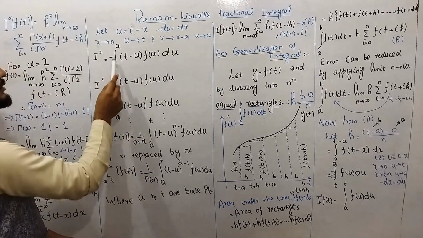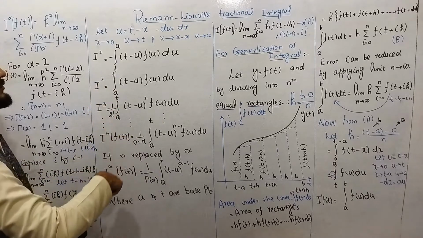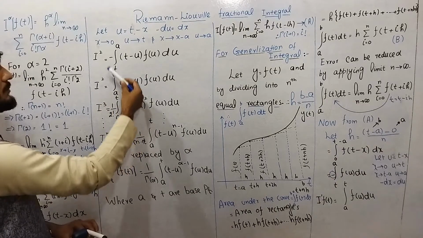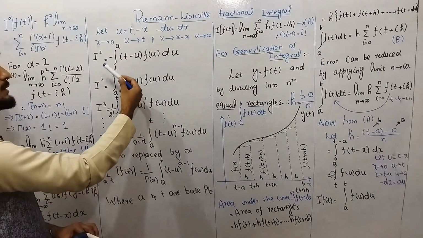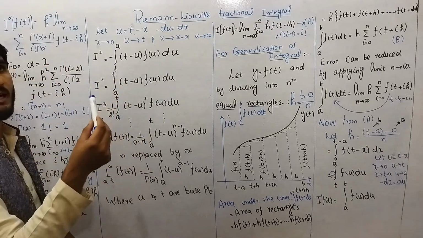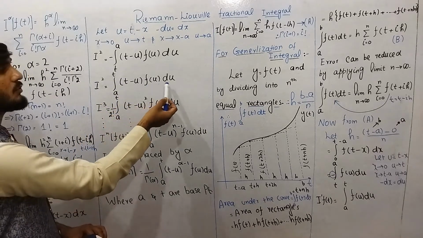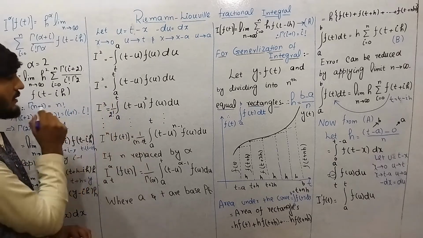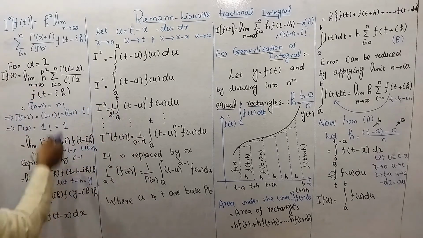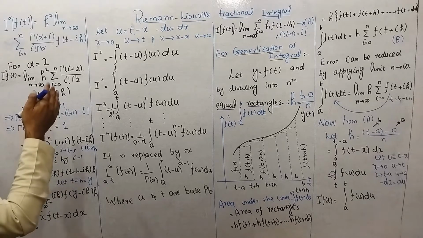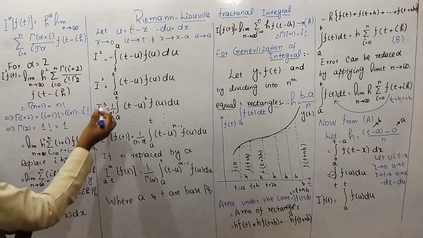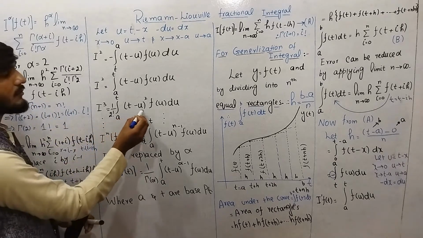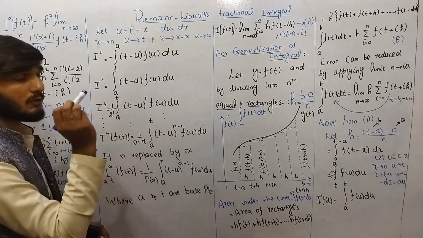To remove this minus, we will switch the limits of the integral. So the upper limit becomes the lower limit, and the lower limit becomes the upper limit, and the minus sign will vanish here. So the integral of (t minus u) f of u d u. If we extend this result to i3 by substitution, again the same values and the same procedure, the value will be 1 over 2 factorial here. So (t minus u) to the power 2, f of u d u.